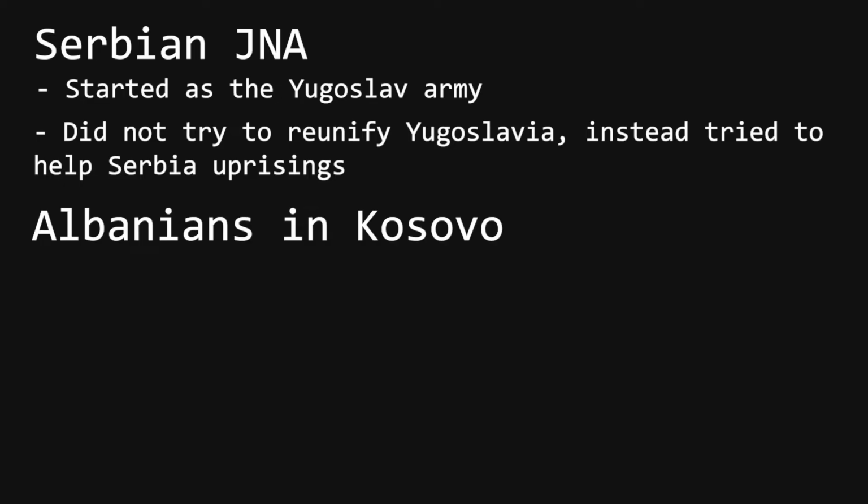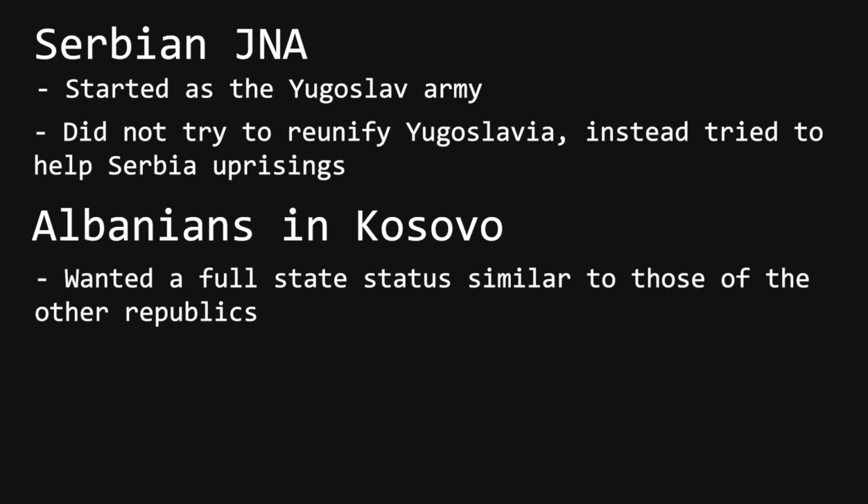The Albanians in Kosovo were among the first to rebel and wanted an independent state for themselves. Although they were already autonomous, the Albanians wanted to have a full state status equal to that of the other republics. The issue of Kosovo is still debated today.